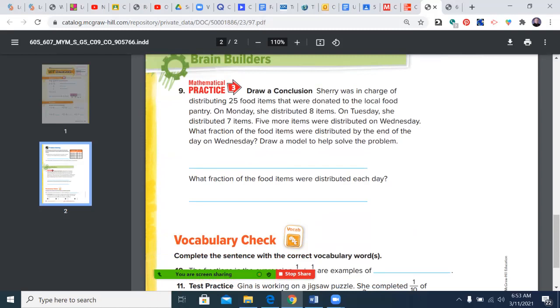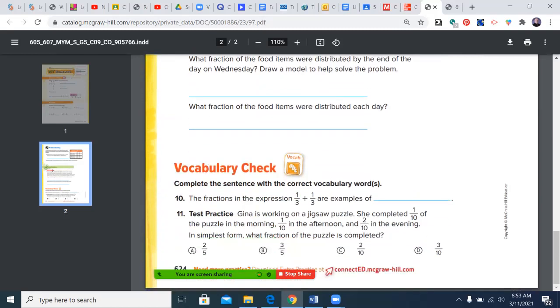You have a brain builder here. It says draw a model, and you can draw it somewhere off on the side here. And a vocabulary check. That answer will be on page 619. That's usually where you'll find most of the vocabulary, is the first page of the lesson. We'll talk about that in just a second. And then you see your test practice.